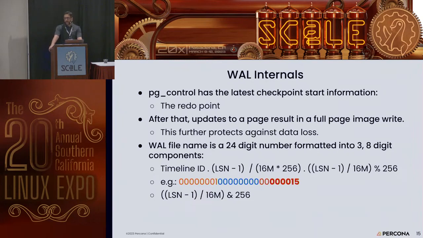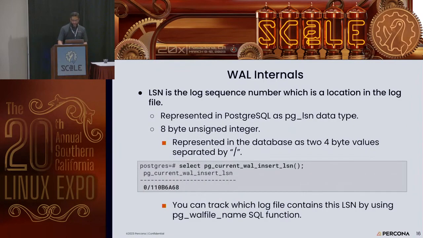The WAL file name always looked a little odd to me. A lot of numbers, a lot of hexadecimal digits, but it actually comprises three 8-digit parts, with the first one defining the timeline, and the next two are the WAL file and the location within that WAL file. The reason why the last 6 digits are highlighted is that they effectively define a size of 16 MB, which is the default WAL segment size when you do initdb. So you can change it, but that's the default.